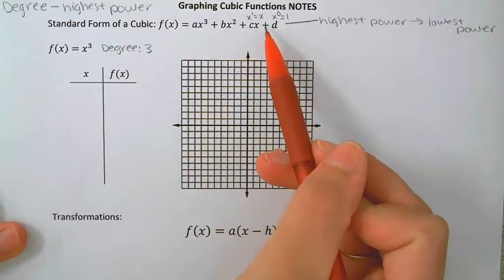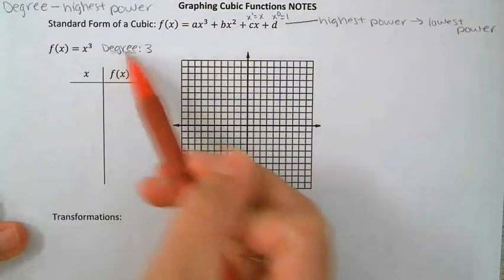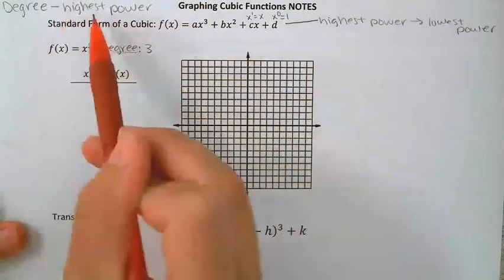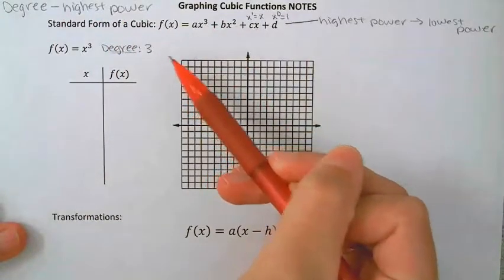I also want to note that this cubic, since it's a cubic, has a degree of 3, and the degree is just determined by the highest power. Our highest power is 3, so it is a degree 3 polynomial.